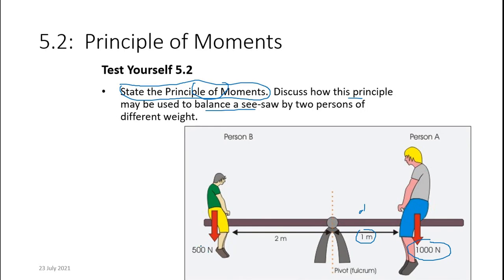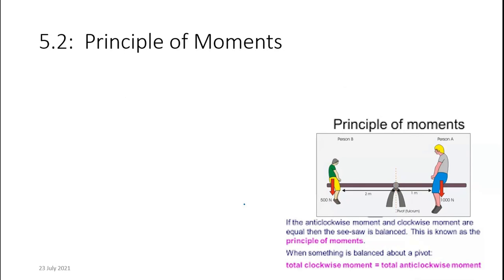The heavier persons have to sit near to the pivot. How about the lighter persons? Need to sit further back from the pivot. Okay, this is the conclusion from our lesson today, based on daily life.